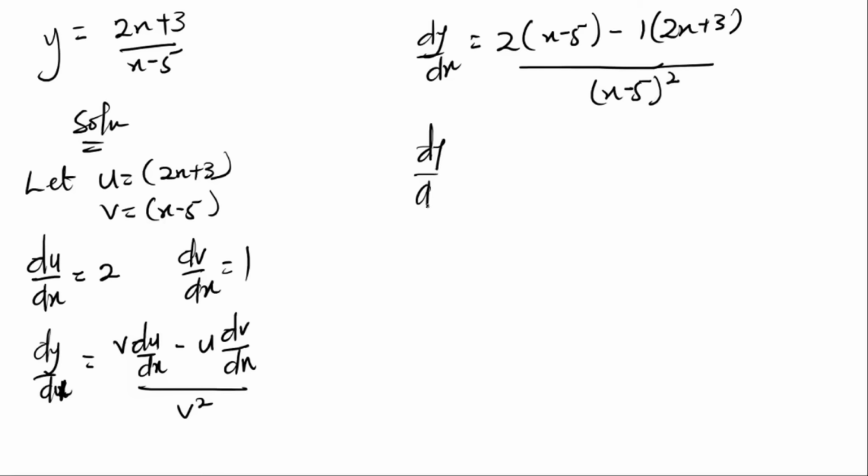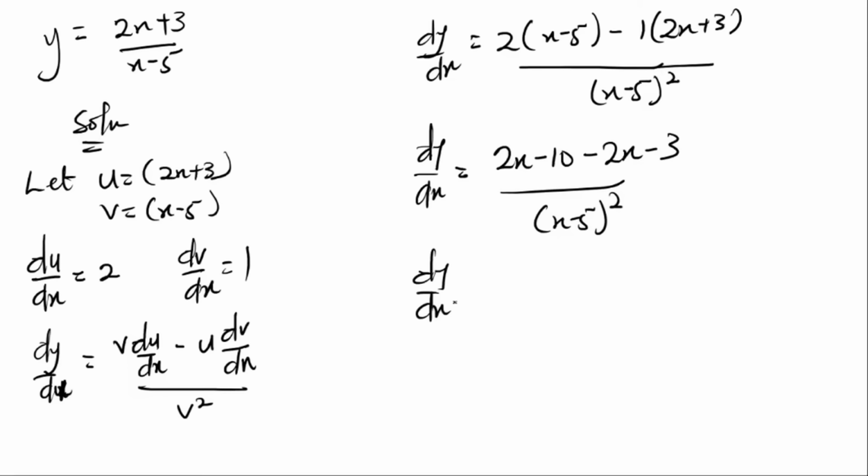So our dy/dx now becomes, we multiply through, we get 2x minus 10. Then the negative 1 multiplied gives us negative 2x, then minus 3, all over x minus 5 squared. So for this example, we have 2x and negative 2x, so they cancel each other. We have negative 10 here, negative 3. It becomes negative 13 on x minus 5 all squared. So this is our answer after we differentiate the function 2x plus 3 on x minus 5 using the quotient rule.